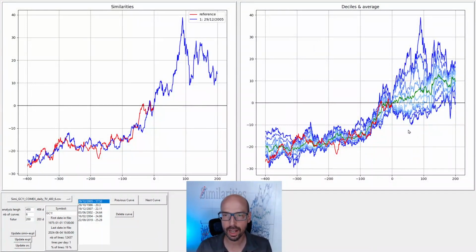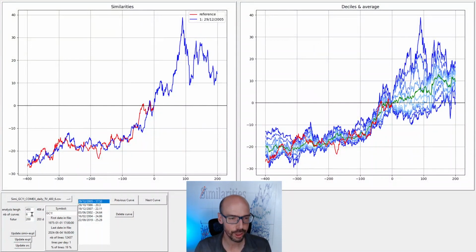In this window, we have the statistical analysis about the different result curves. Here in green, we have the average, and in blue, the probability cone. Okay, what I'm doing here is a long-term analysis with daily data. It focuses on the next 6 months, 1 and a half period. I have data that goes back to 1975. It's an okay amount of data, 12,000 lines.